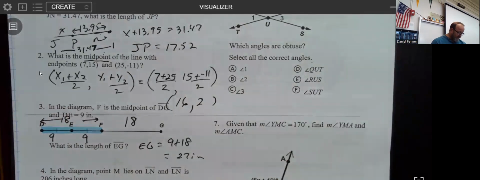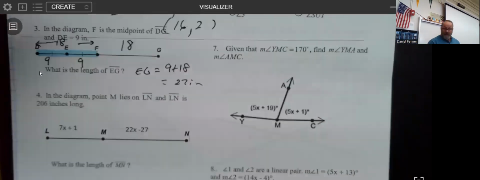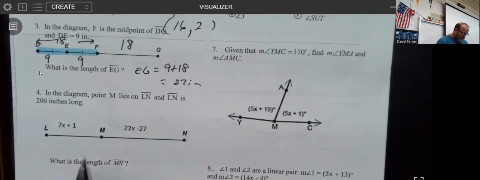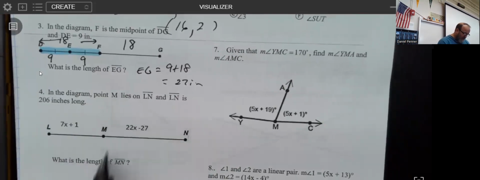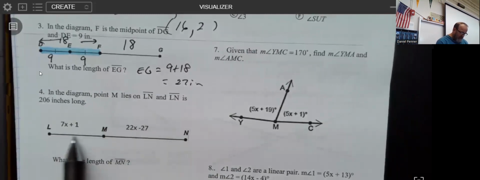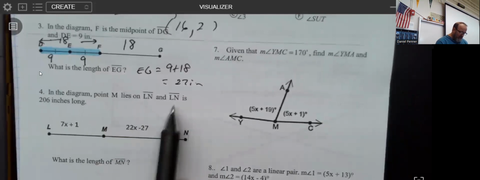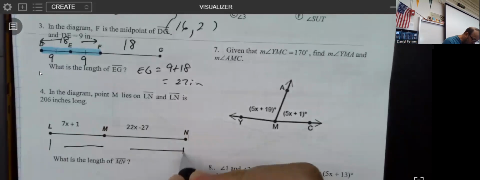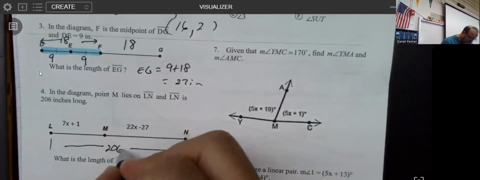All right, let's take a look at number 4. This is going to be my last segment addition postulate problem. But it says we have this story where M lies on this line. So that's clearly a line segment all the way across. And it says the length of L all the way to M, all of this thing, all the way along is 206 inches.